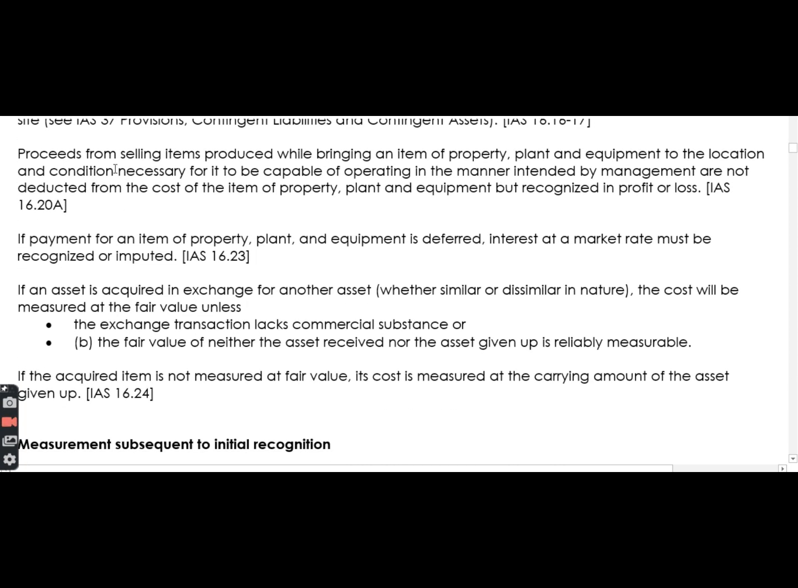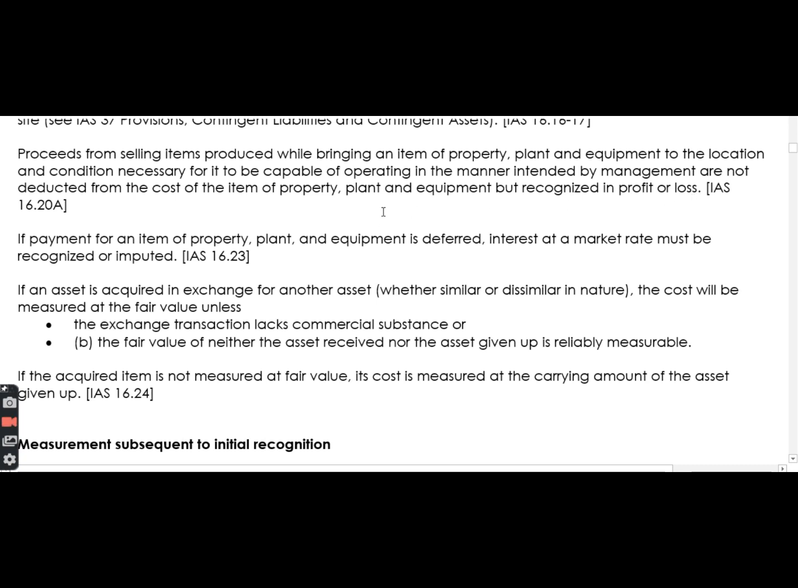So again, later on, we are also going to encounter some situations wherein there will be proceeds from the particular installation or building or construction of a particular property, plant, and equipment. And in that case, it says here that proceeds from selling items produced while bringing an item of PPE to the location and condition necessary for it to be capable of operating in the manner intended by management are not deducted from the cost of the item of property, plant, and equipment but recognized in profit or loss.